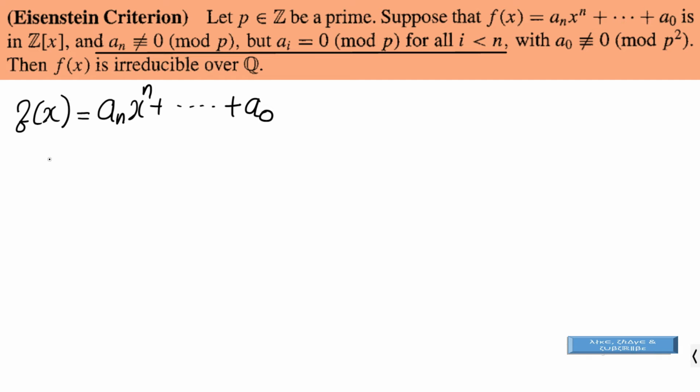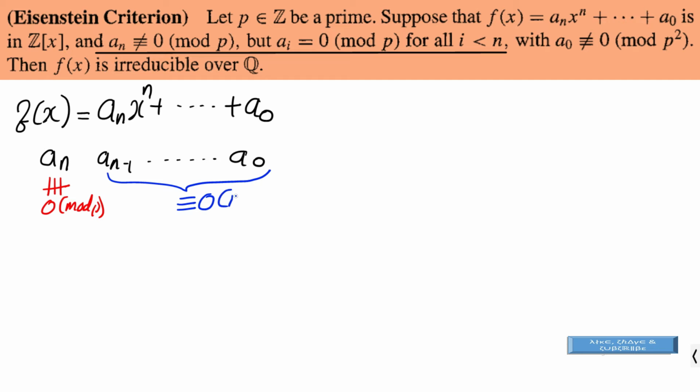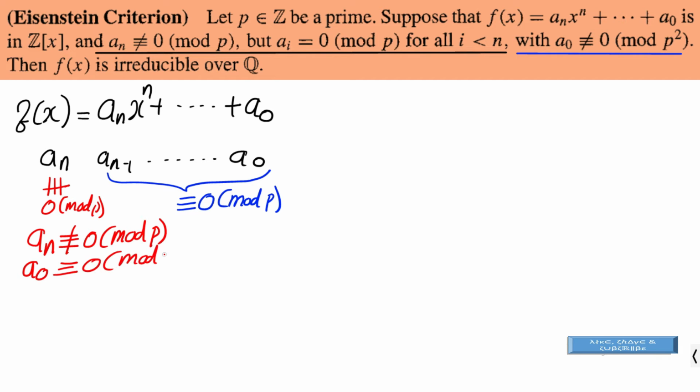So if I write out the coefficients of this polynomial, a_n, ..., a_0, the first condition is that a_n is not congruent to 0 mod p, where all other a_i's are congruent to 0 mod p. Now this a_0 has the additional condition that a_0 is not congruent to 0 mod p squared. So if I write out the conditions once again, we have a_n not congruent to 0 mod p, a_0 congruent to 0 mod p, and the additional condition that a_0 is not congruent to 0 mod p squared.